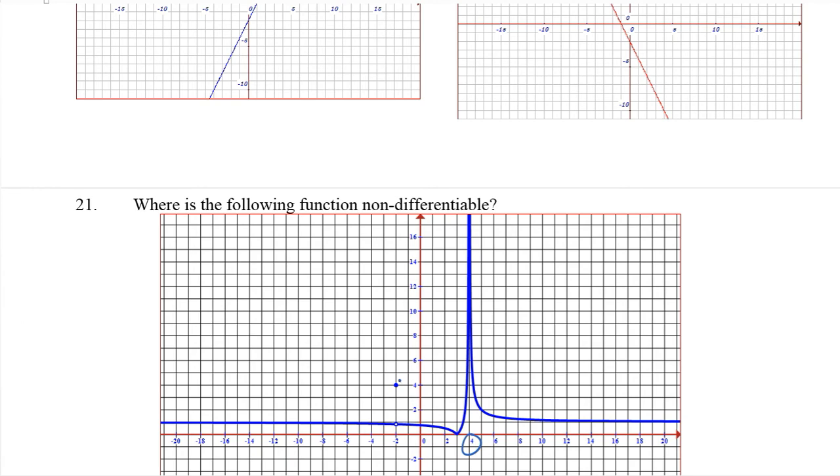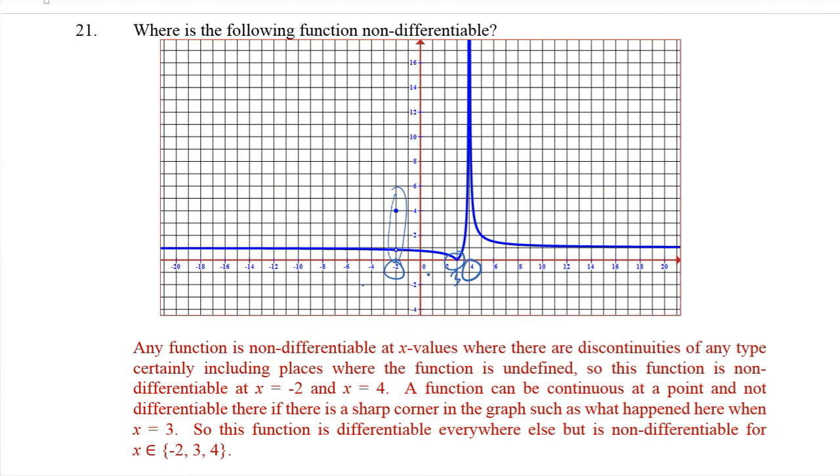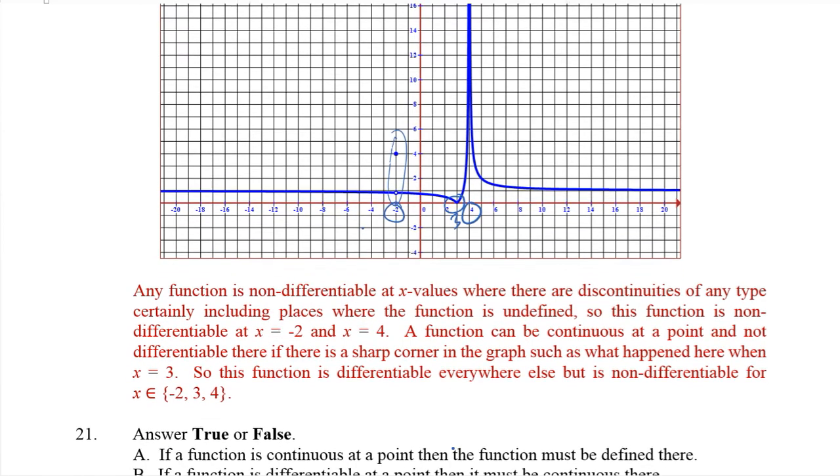It's also not differentiable anywhere there's a discontinuity, where it has a hole in the graph with an isolated point at -2. But it's also non-differentiable anywhere there's a sharp corner. It looks like we have one of those right there at 3. Everywhere else, it looks like it's pretty smooth, so connected, smooth, never vertical. So it looks like it's differentiable everywhere except for those values. So -2, 3, and 4, what we're looking for there.